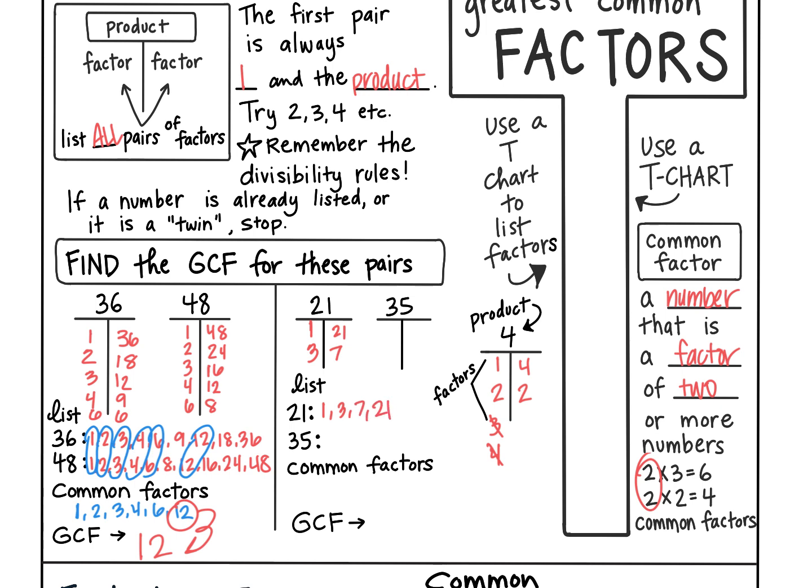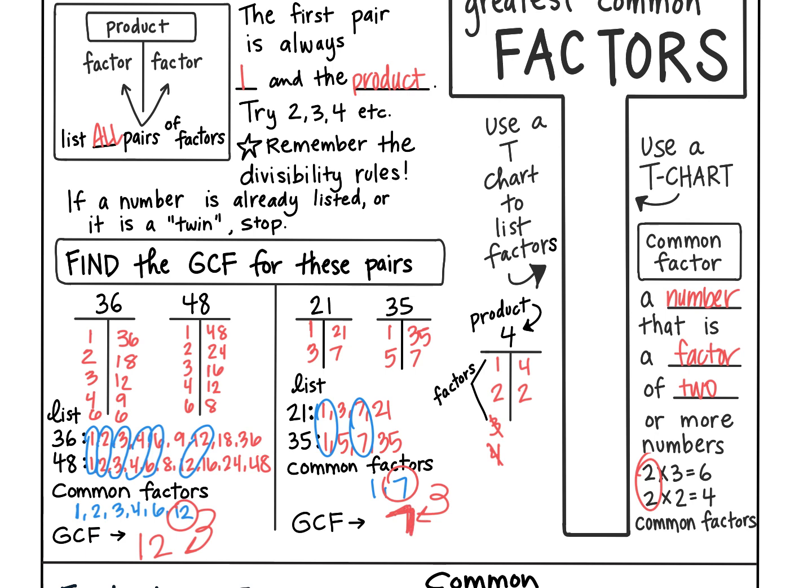For 35, I have 1 and 35. What else do I have? 2 won't work. 3? 5. Bryn's showing me 5. That's right. 5 times what? 7. Yeah, and that's it. So it's just 1, 5, 7, and 35. So my common factors, I'm going to circle. I have 1 and 7 that they have in common, but the GCF is going to be what? Right, 7.